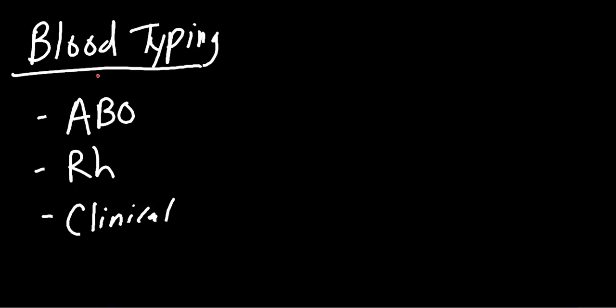When somebody says they have A positive blood, what does that actually mean? Well, we're going to cover that. We're going to talk about the ABO blood type system. That's going to be the most common blood type system. But we're also going to deal with the RH system as well. And then also we'll cover at the very end some clinical examples.